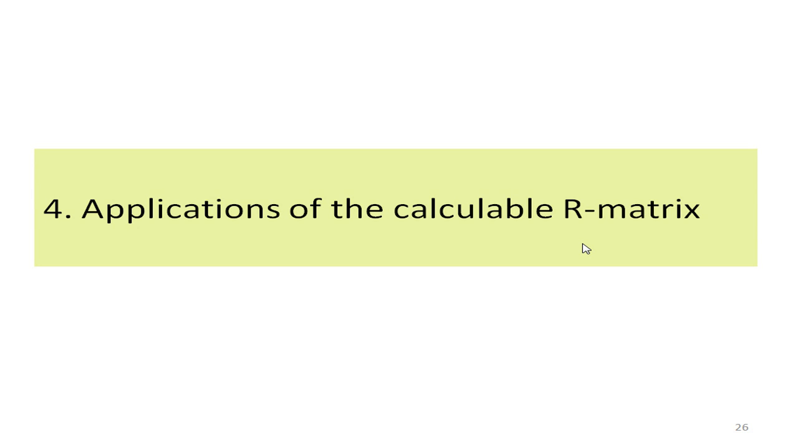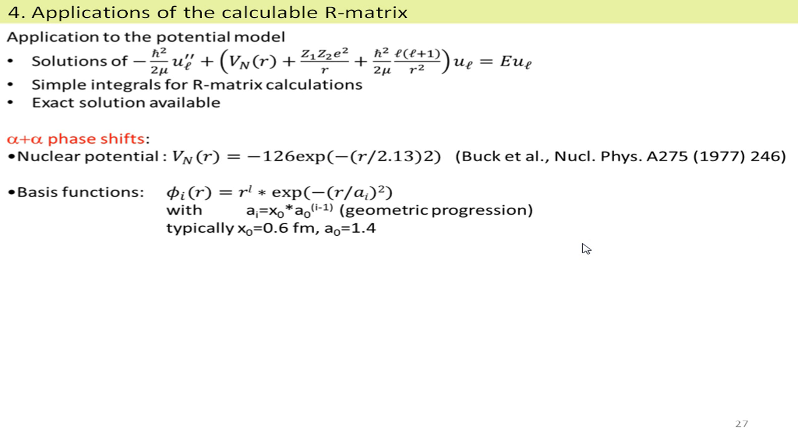One is very simple, which is the potential model. There you know the exact solution, so you can easily test and compare with reference calculations. The other one is CDCC calculation. Here I'd like to solve the single channel Schrödinger equation for the alpha plus alpha system.